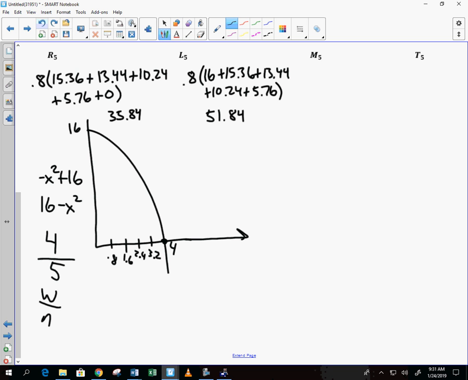Trapezoidal is going to be super easy, isn't it? For the trapezoidal sum, I just take 35.84 plus 51.84, and I divide it by 2. Can somebody calculate that for me? 43.84.